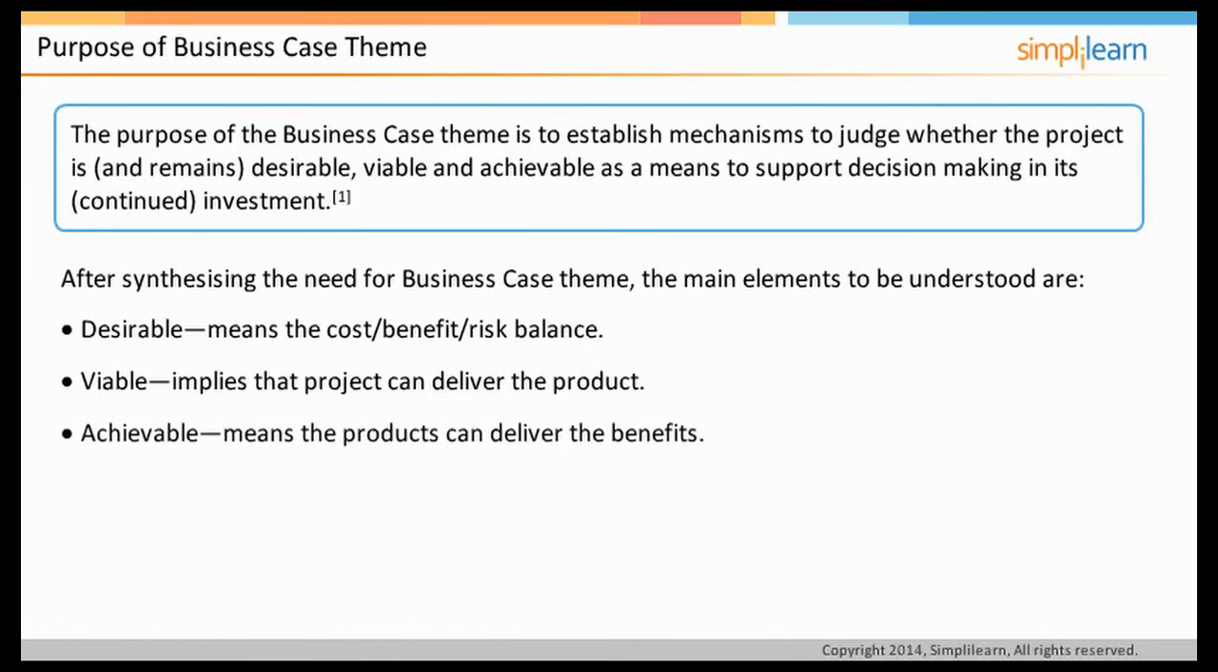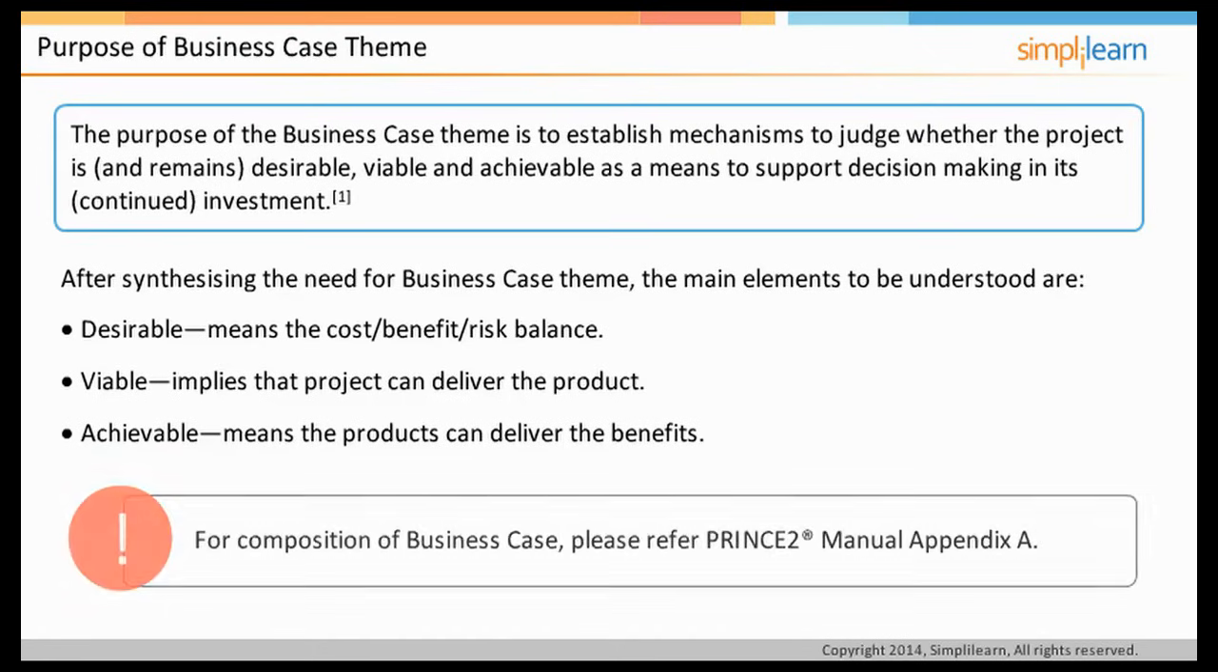Achievable means the products can deliver the benefits. Every project is started with some intended benefits, and the current project should deliver those benefits. In a business case scenario, user or users is responsible for specifying the benefits and subsequently realizing it, while executive is responsible for ensuring those benefits represent value for money. In the next screen, let us find out what a business case is.